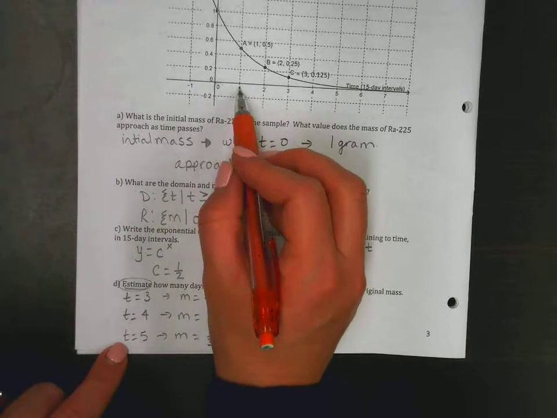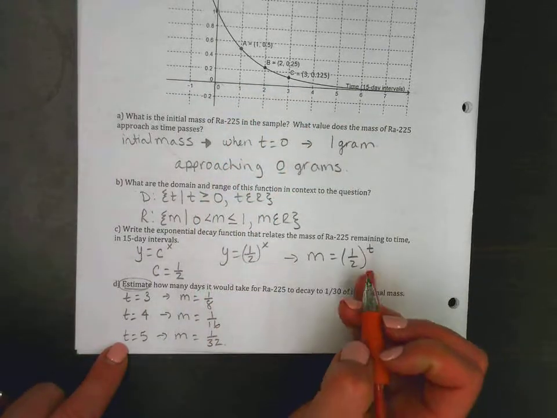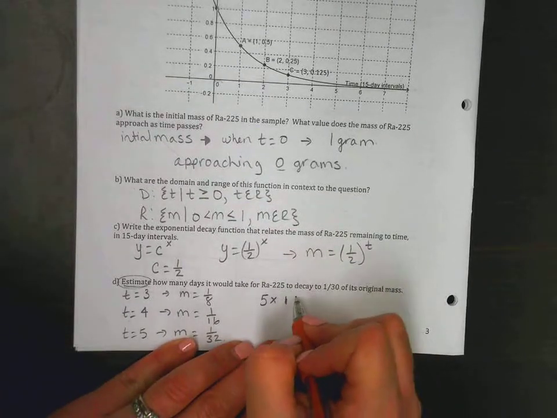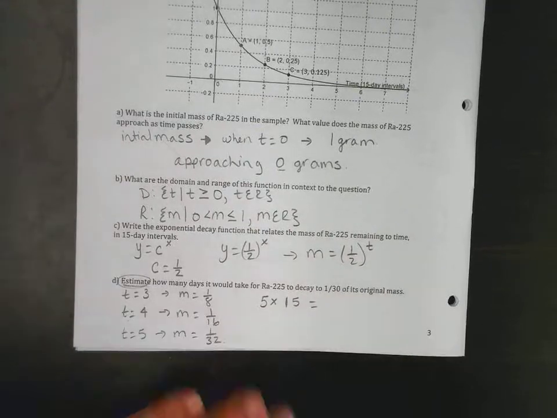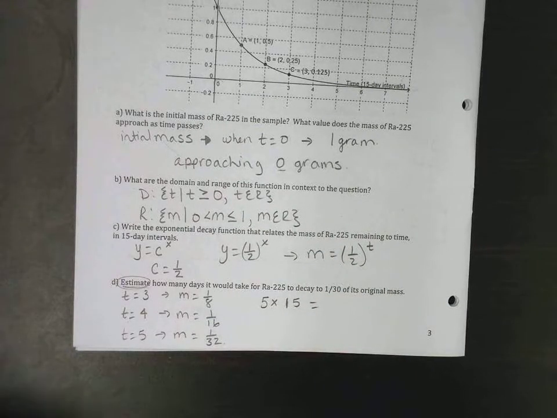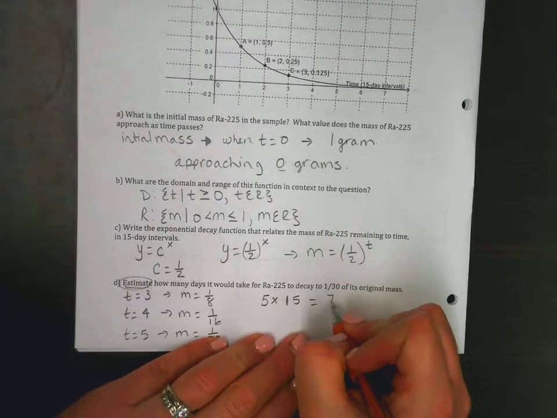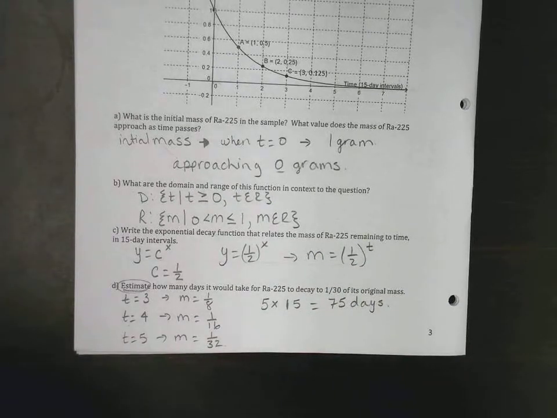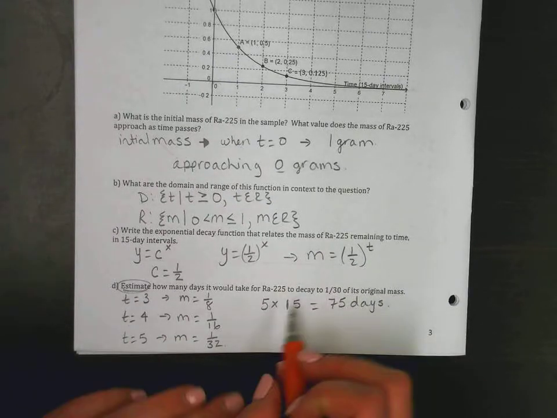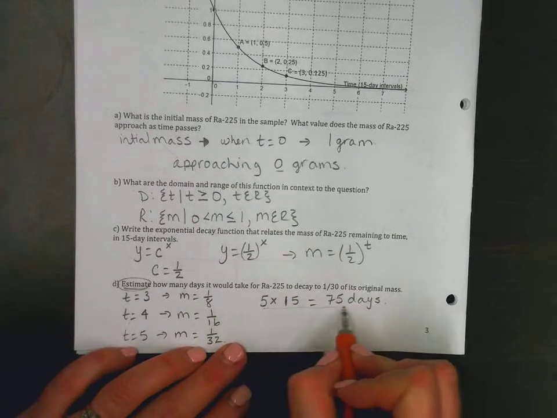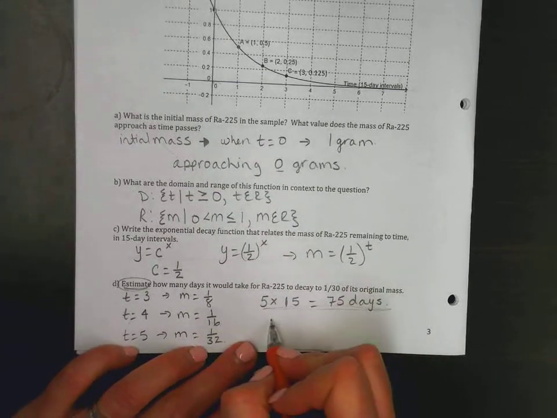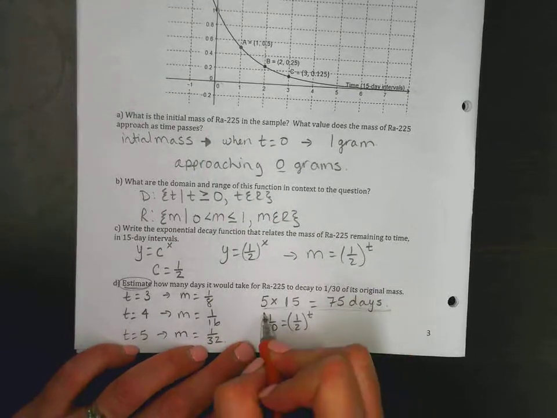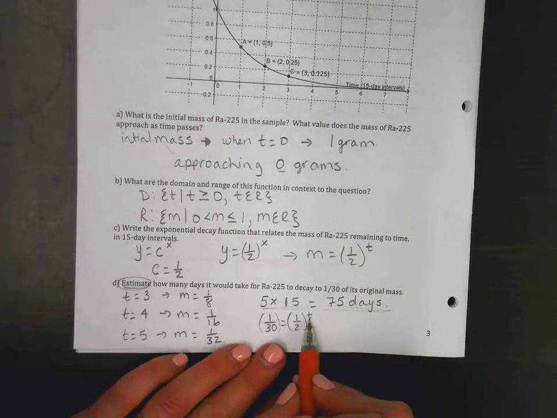Because it's just an estimate, this is my estimate value at t equal to 5. And each one of these increments represents 15 days. So 5 times 15 days, I'm going to get my value, which is approximately 75 days. Okay. If I wanted to be more specific, so that would be an estimate. If I wanted to find the exact number of days, then I would substitute 1/30th in for my mass and solve for my t value.